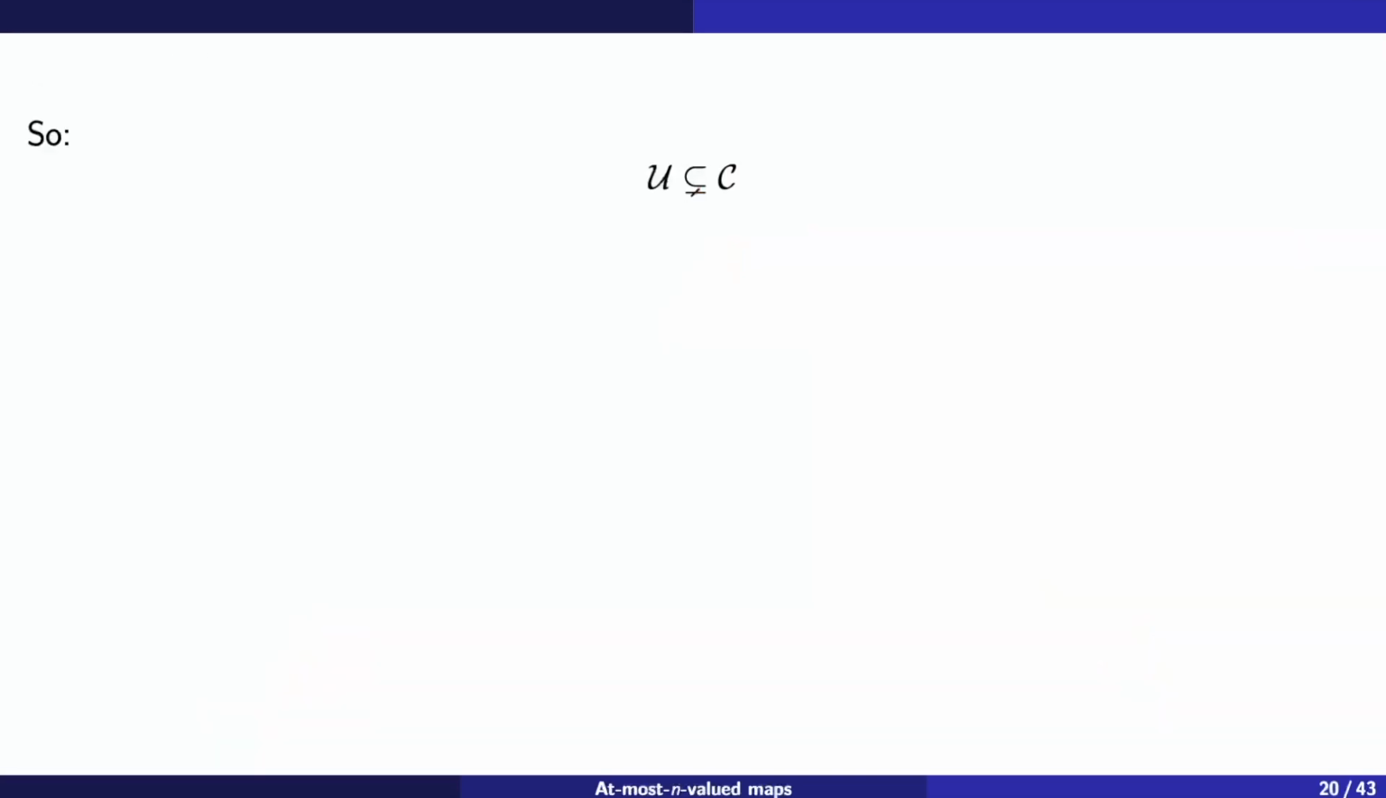So anyway, the conclusion is this class, these unions of maps, is a proper subset. Remember, C is just all continuous at most n-valued maps, all right? They are not the same. There are some at most n-valued maps which cannot be written as unions, like that one that I just showed you.